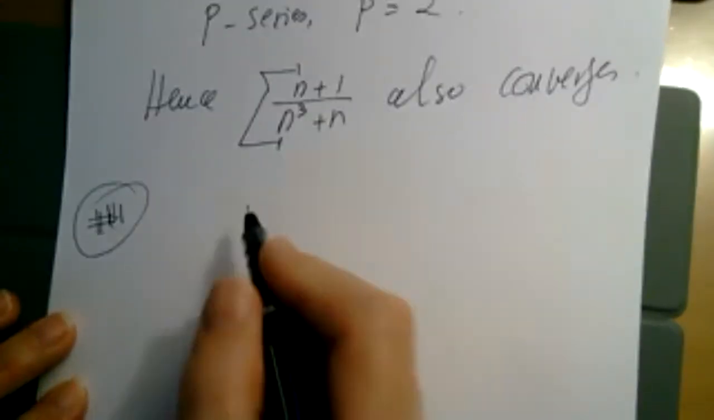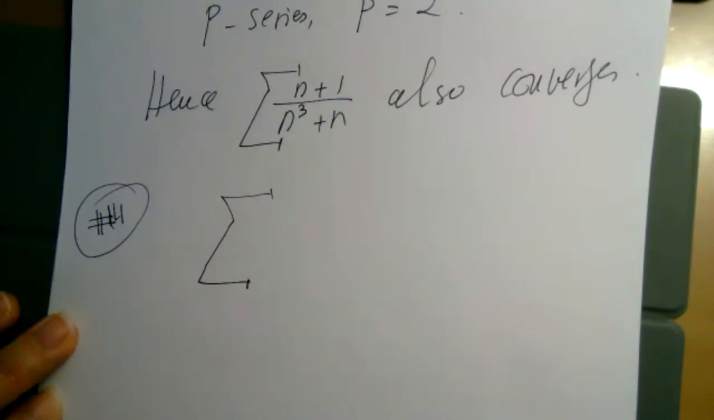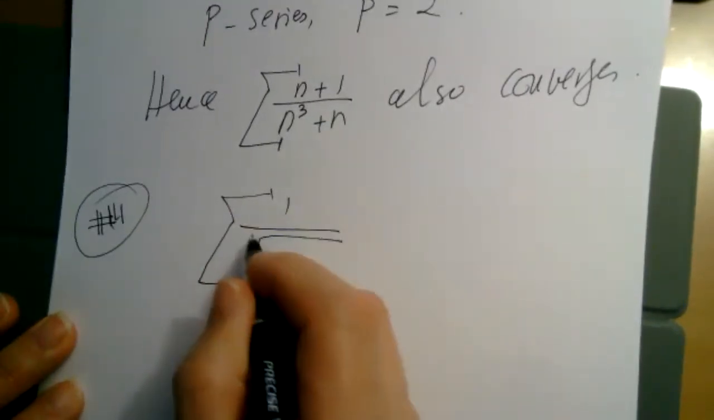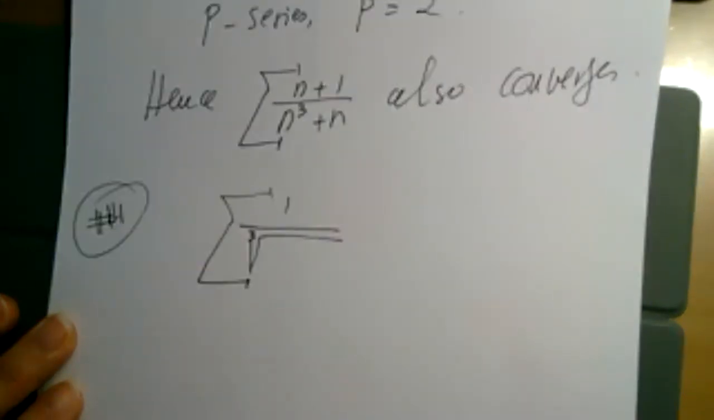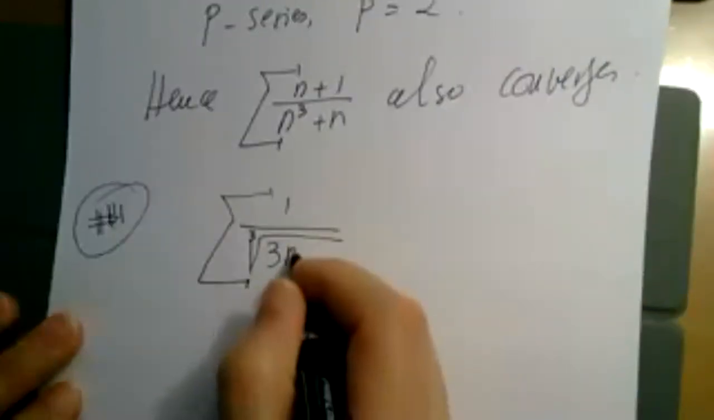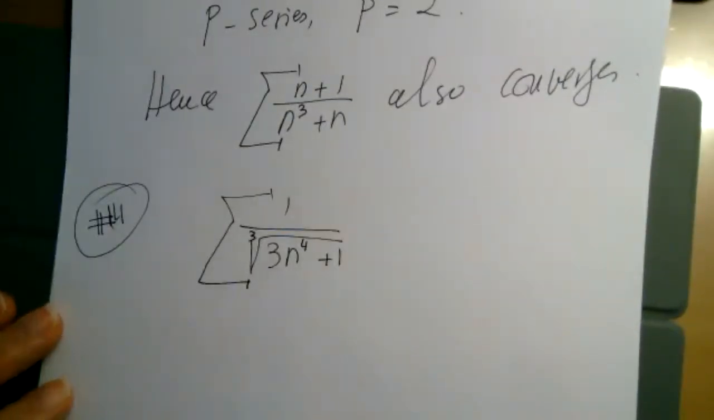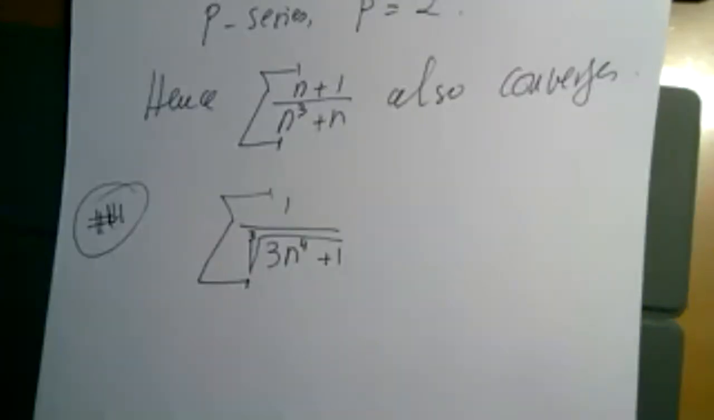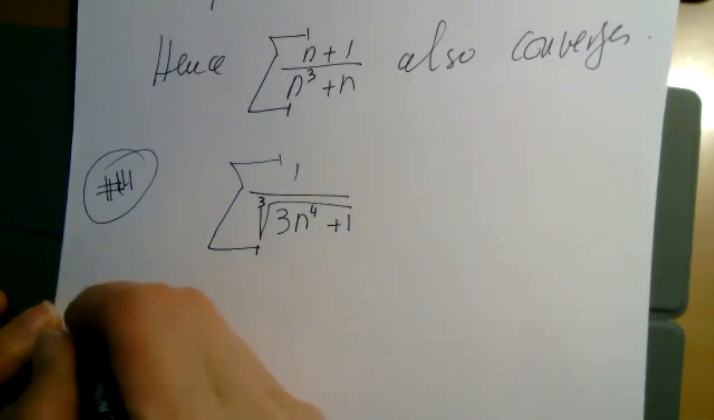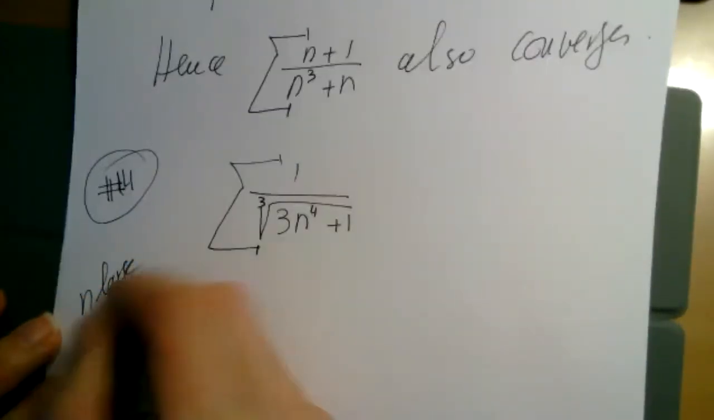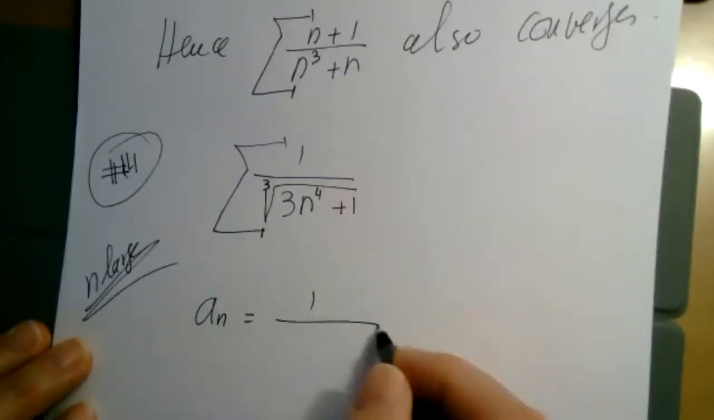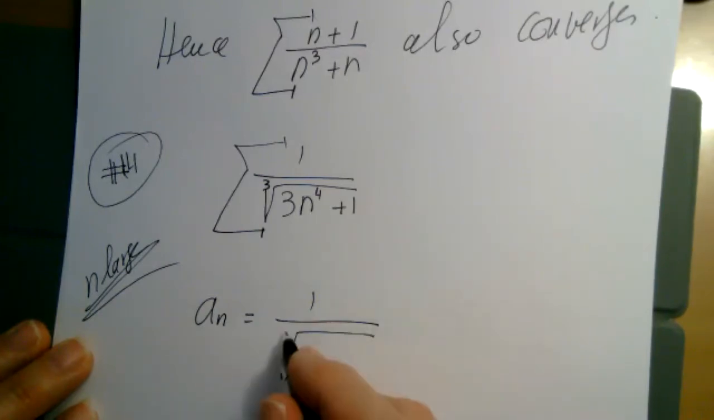Very good. That's my series. And it's 1 over the cubic root of 3n to the power 4 plus 1. Okay? All right. Again, the same idea. Enlarge. That's An. We're going to study its behavior when n is large.